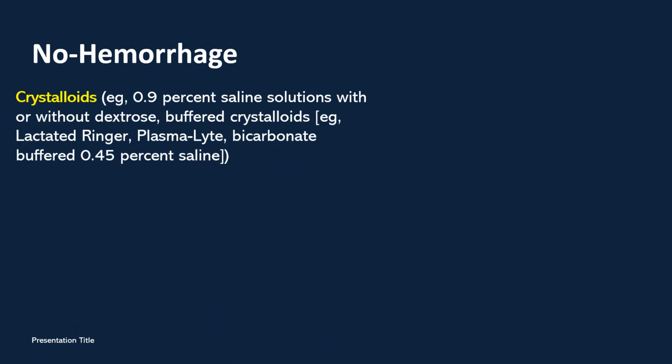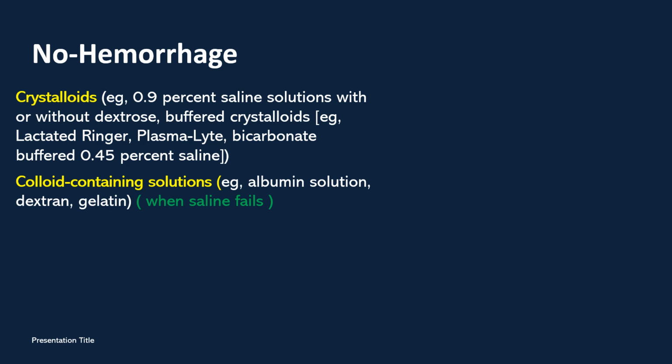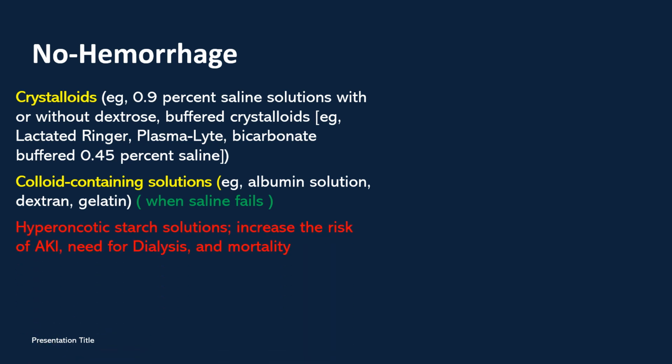So what if we have no hemorrhage? Then we usually start using crystalloids. Example, 0.9% saline solution with or without dextrose, or buffered crystalloids. We usually give large volumes, 1 to 2 liters or 2 to 3 liters of normal saline, and if there is hemorrhage we give 1 liter of normal saline over the first encounter. Then we ask for blood products if needed. The second option is colloid containing solutions. We usually don't go for colloid containing solutions except if saline fails. Hyperoncotic starch solutions increase the risks of acute kidney injury, the need of dialysis, and mortality.